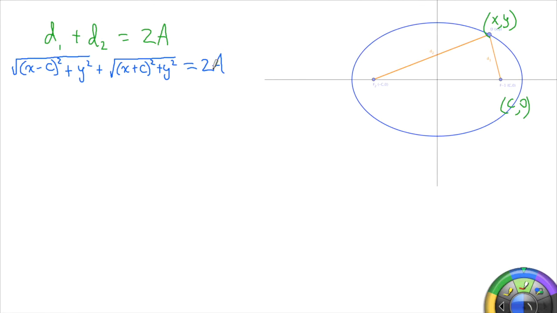We need to solve or remove these radicals in such a way that we can get the x's and y's and the a's all away from radicals. And one algebraic way of doing that is to square both sides, but it's not nice to do it in the format it's in now. So what I'm going to do is shift one radical to the right-hand side of the equation and then come up with this. I'll leave these unexpanded for a little bit, easier to write. So we're going to get 2a minus the radical of x plus c all squared plus y squared.